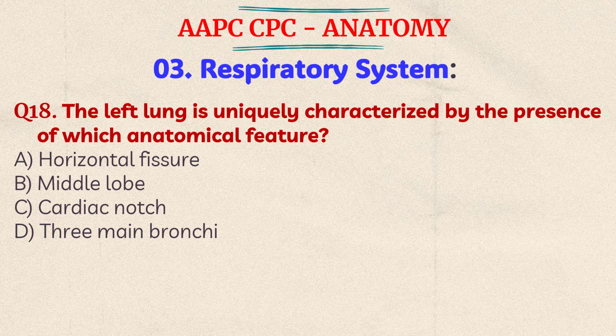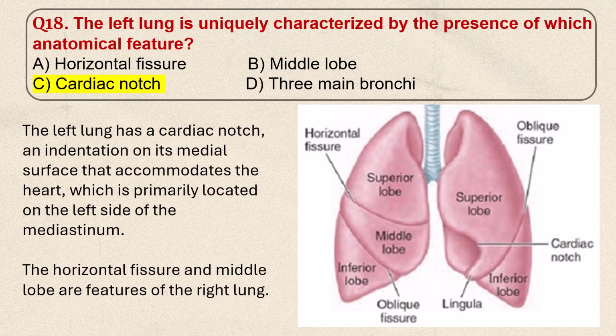Question number 18. The left lung is uniquely characterized by the presence of which anatomical feature? A. Horizontal fissure, B. Middle lobe, C. Cardiac notch, D. Three main bronchi. Think the answer. The correct answer is C.